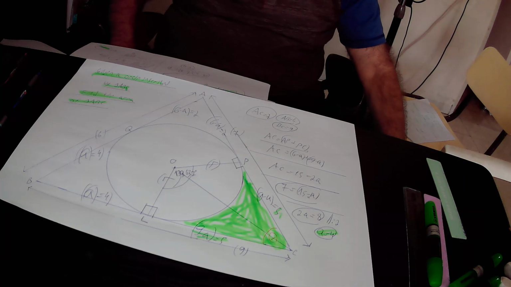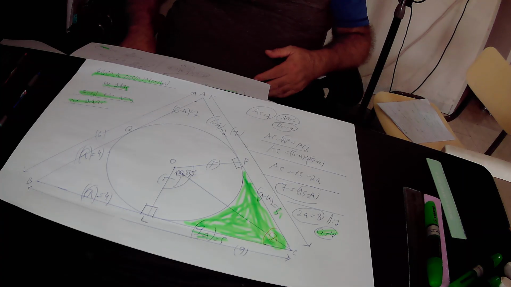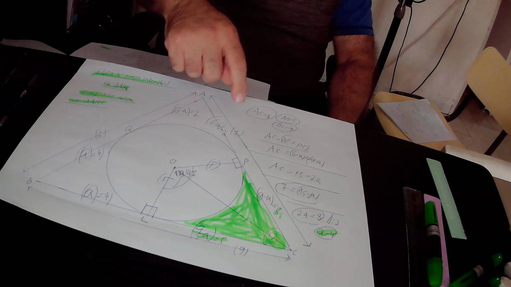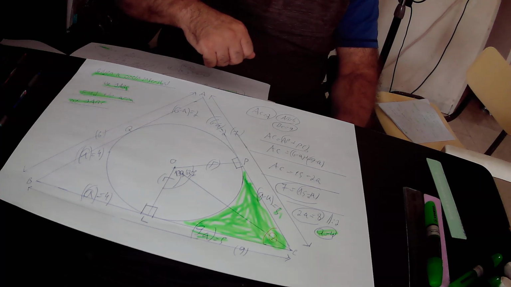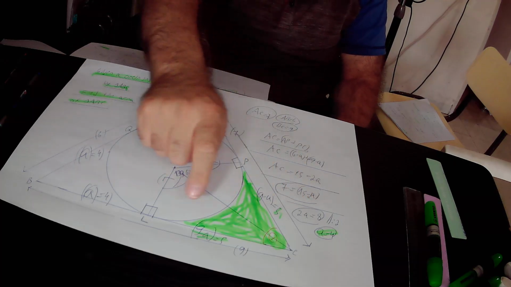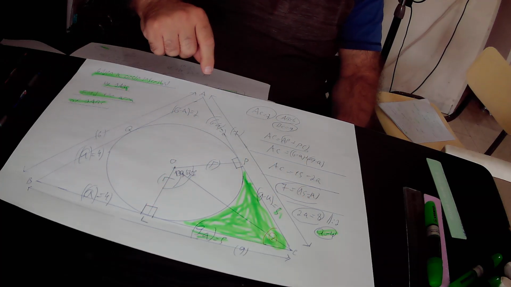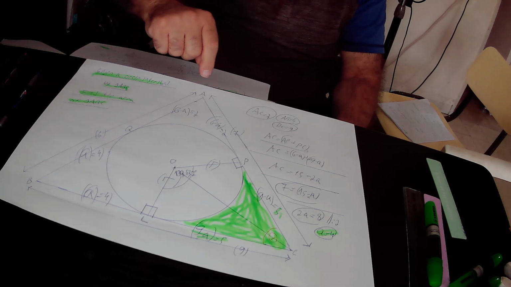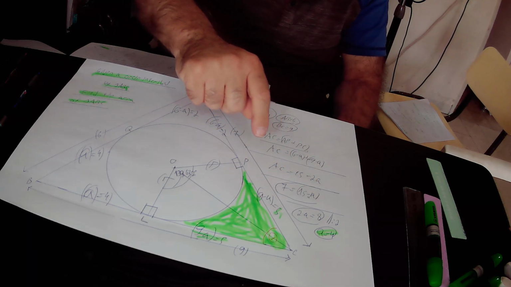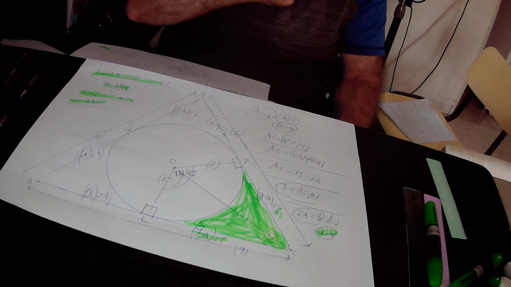In the next step, we define the center of this circle, this point is point O. We define the radius of this circle as R. We define the point of tangency of tangent BC with this circle, this point is point L. We define the point of tangency of tangent AB with this circle, this point is point Q. And we define the point of tangency of tangent AC with this circle, this point is point P.